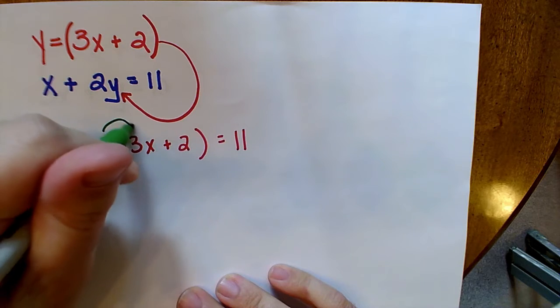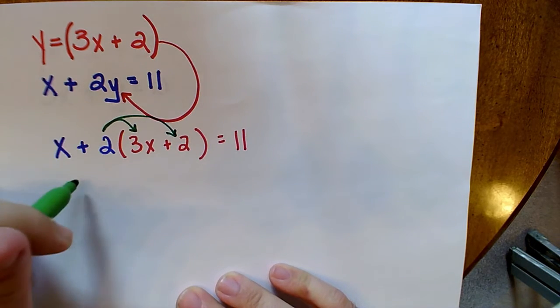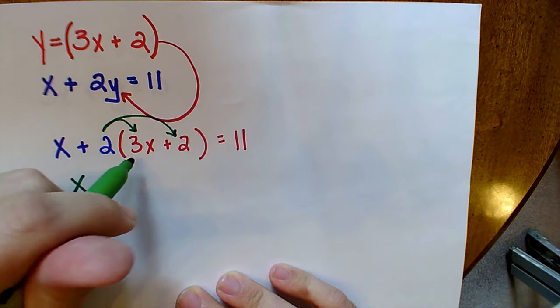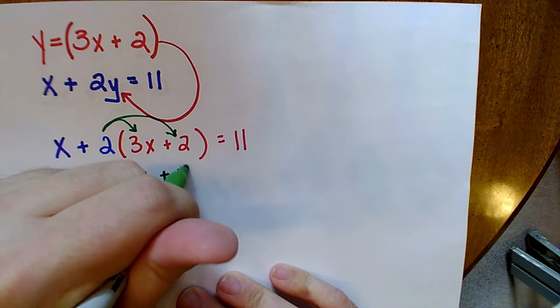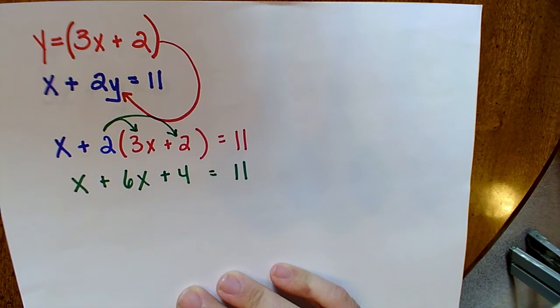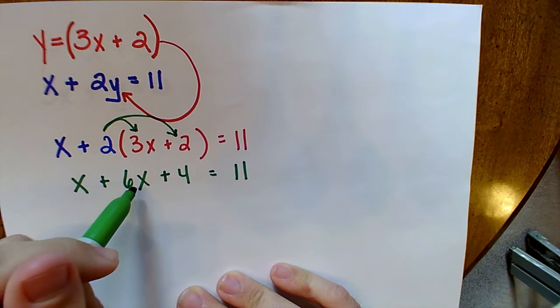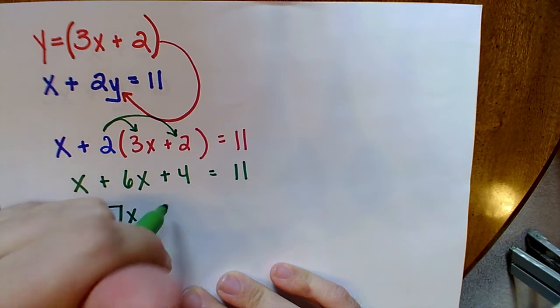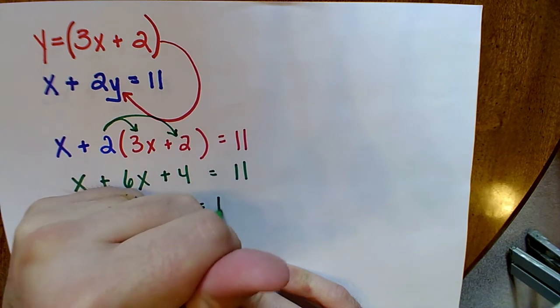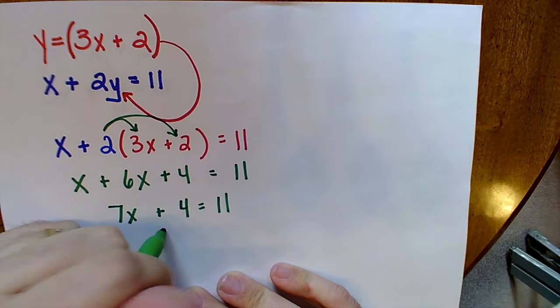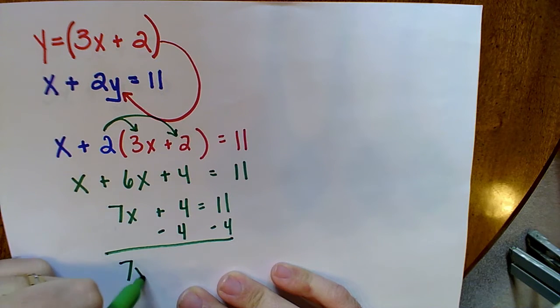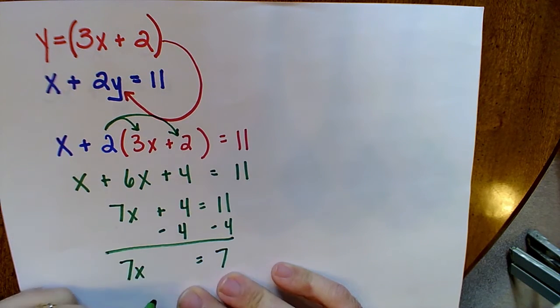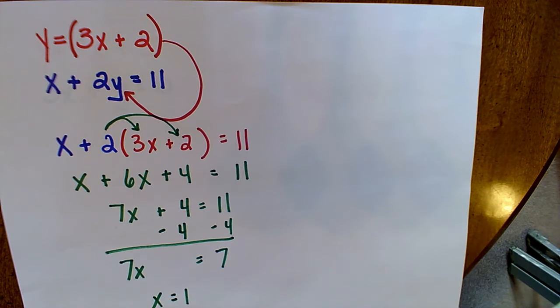We're going to first distribute the 2. So we're going to have x plus 2 times 3x is 6x, 2 times 2 is 4, equals 11. We're going to have 1x plus 6x is 7x, plus 4 equals 11. And we're going to say minus 4, minus 4. 7x equals 7, x equals 1. Okay?